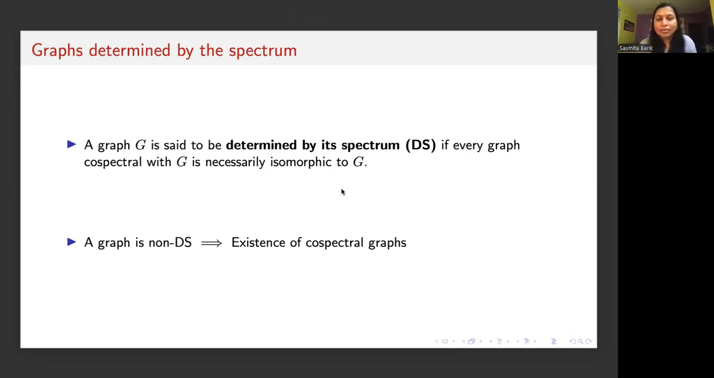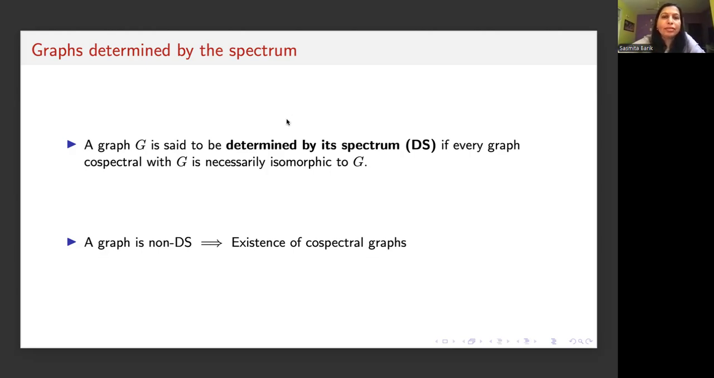So a graph G is said to be determined by the spectrum if every graph which is co-spectral with G, the one we are starting with, is necessarily isomorphic to G. So if I'm given a graph with a spectrum and there is no other graph which is non-isomorphic to G and has the same spectrum, then we say that it's determined by the spectrum. And if it's not determined by spectrum, then obviously there are co-spectral graphs. So graphs exist with the same spectrum which are not isomorphic to the graph we have taken.